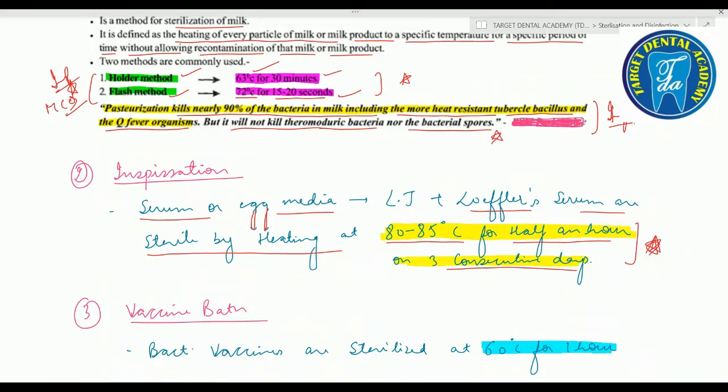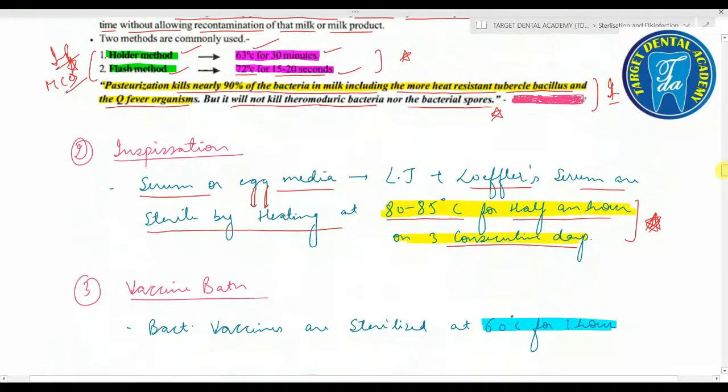Fine. Now the third and the last one is the vaccine bath, in which the bacterial vaccines are sterilized at 60 degrees Celsius for 1 hour. Important. Vaccine bath is just for the sterilization of the bacterial vaccines at the temperature of 60 degrees Celsius for 1 hour.